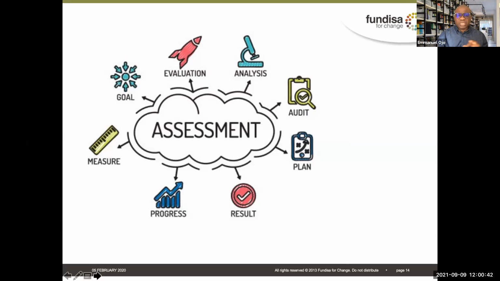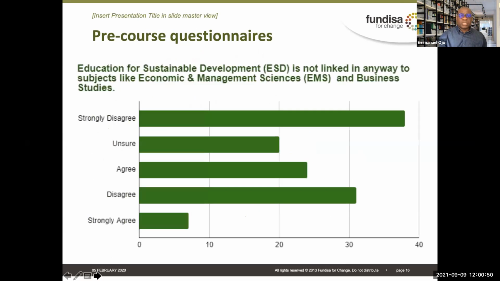And I must actually share, and I'm going to share with you one of the ways we assess them on an online platform just to assist them. So these are some of the pre-course questionnaire. I'm not going to spend more time here, but basically now you can see how we actually assess them right from the beginning. In this particular case, we're asking them, how do they make the link between ESD and economic and management sciences as well as business studies?